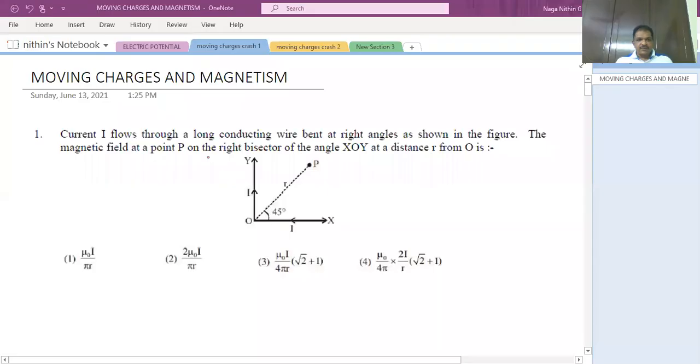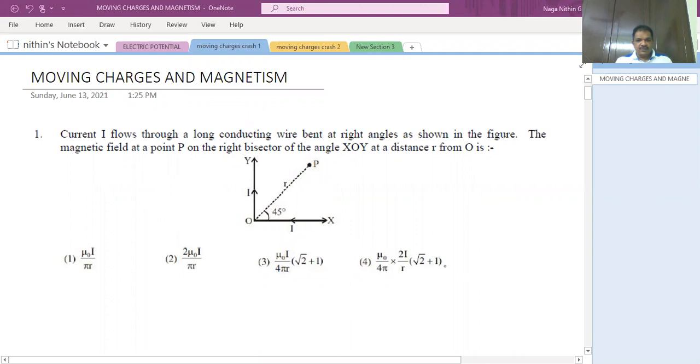Morning, students. Today we will discuss some of the problems in moving charges. Important topic. We'll do some problems in this. Totally three problems will come from this chapter in the NEET. Six problems will come from this chapter in the CET. Important lesson, so listen carefully.